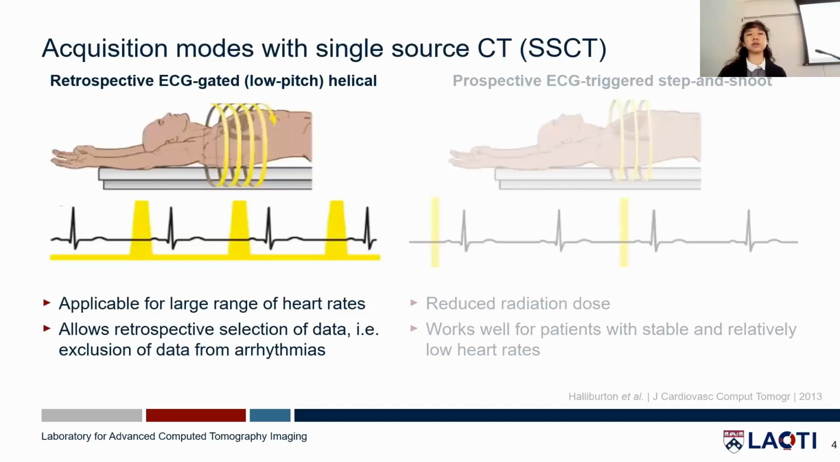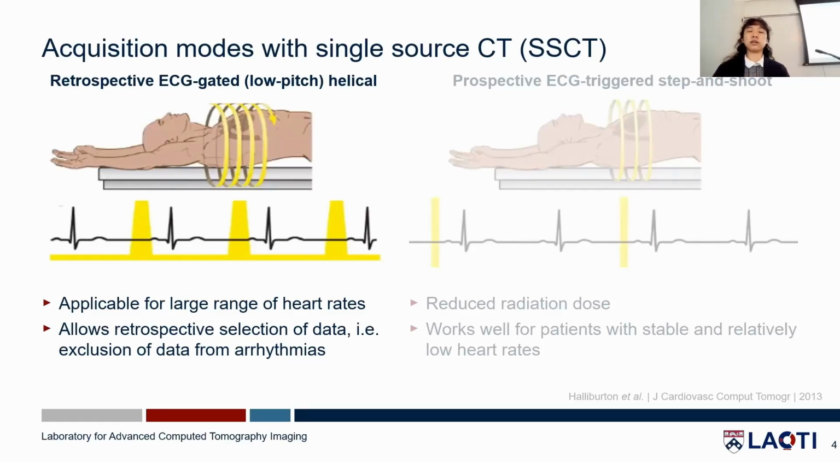Now, with single source CT, there are two main modes that are utilized. The first is retrospective low pitch helical, which has a pitch ranging from 0.15 to 0.25. Here a helical scan is taken at a low pitch, and you can see with the ECG, with the yellow highlight, that the tube is constantly on, but modulated to be lower at portions of the cardiac cycle that are deemed not so crucial.